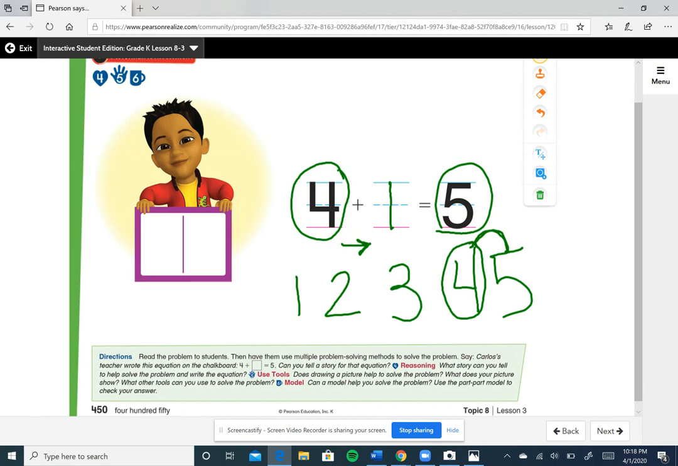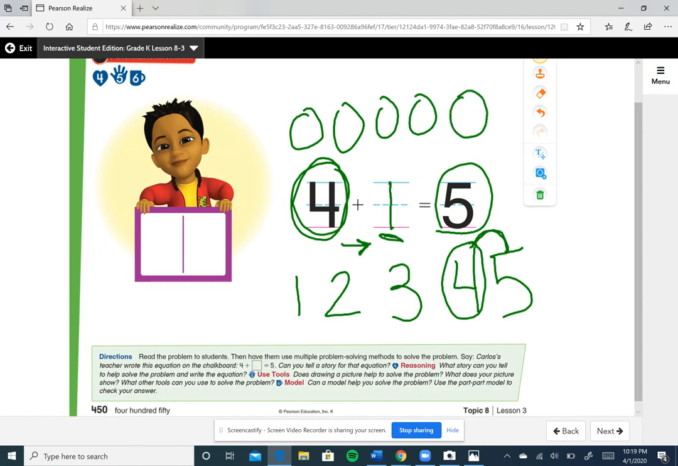Now I want you to draw me a picture showing that equation. So I am going to draw 4 right away. 1, 2, 3, 4. I drew 4 counters because of this number. I have 4 counters. Then how many joined? 1. So I'm going to draw 1 more. And then how many do we have all together? 1, 2, 3, 4, 5.